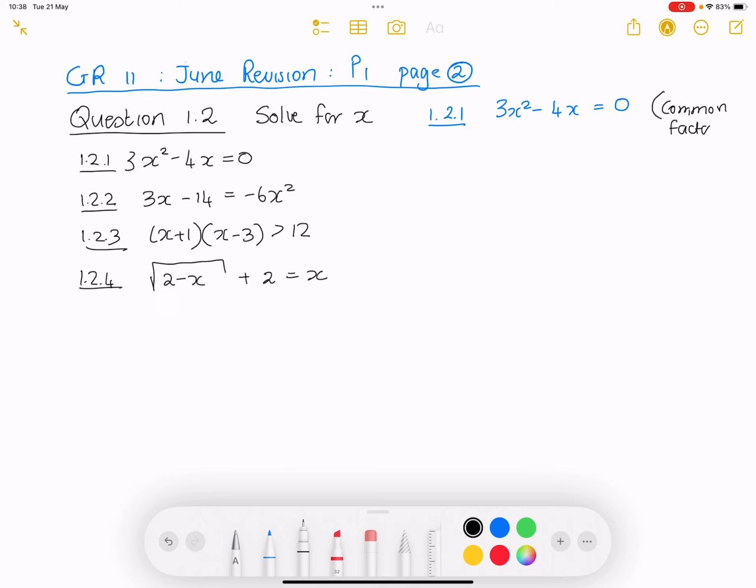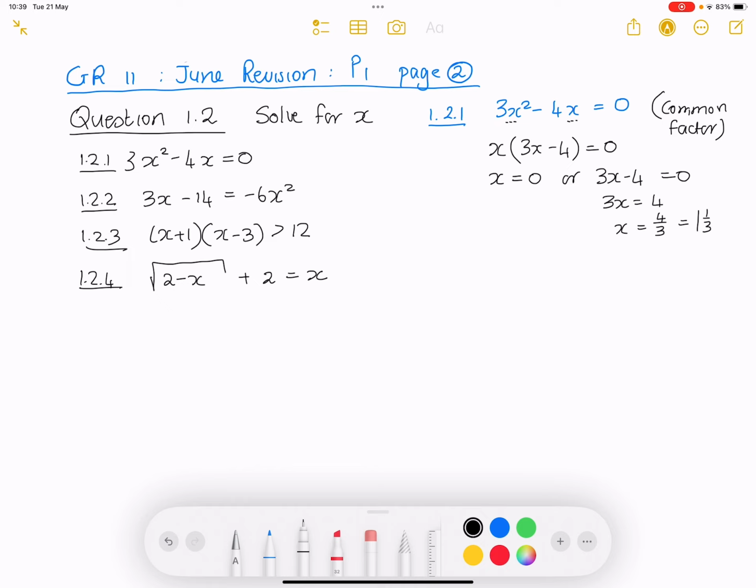What we can take out here is the x, and then you're left with 3x minus 4, which is equal to 0. So x is equal to 0, or 3x minus 4 is equal to 0, then 3x is equal to 4, and x is equal to 4 over 3, which is 1 and 1/3.